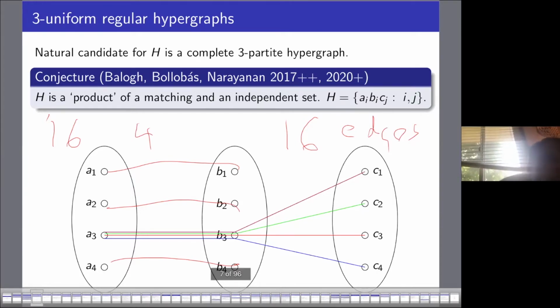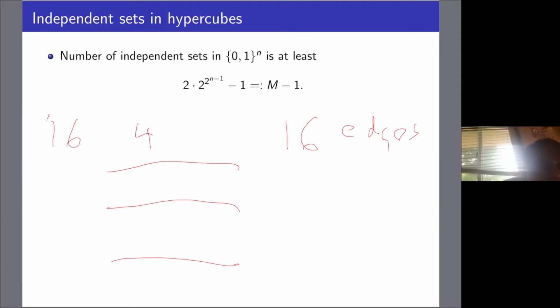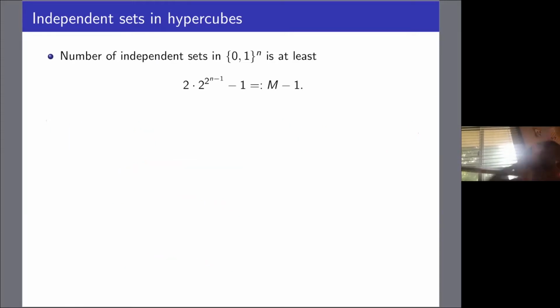And from now on, I will restrict myself to graphs, and in particular, to the hypercube or the Boolean lattice. So let's look, as a warm-up, at the number of independent sets in the hypercube. A trivial lower bound is the following.